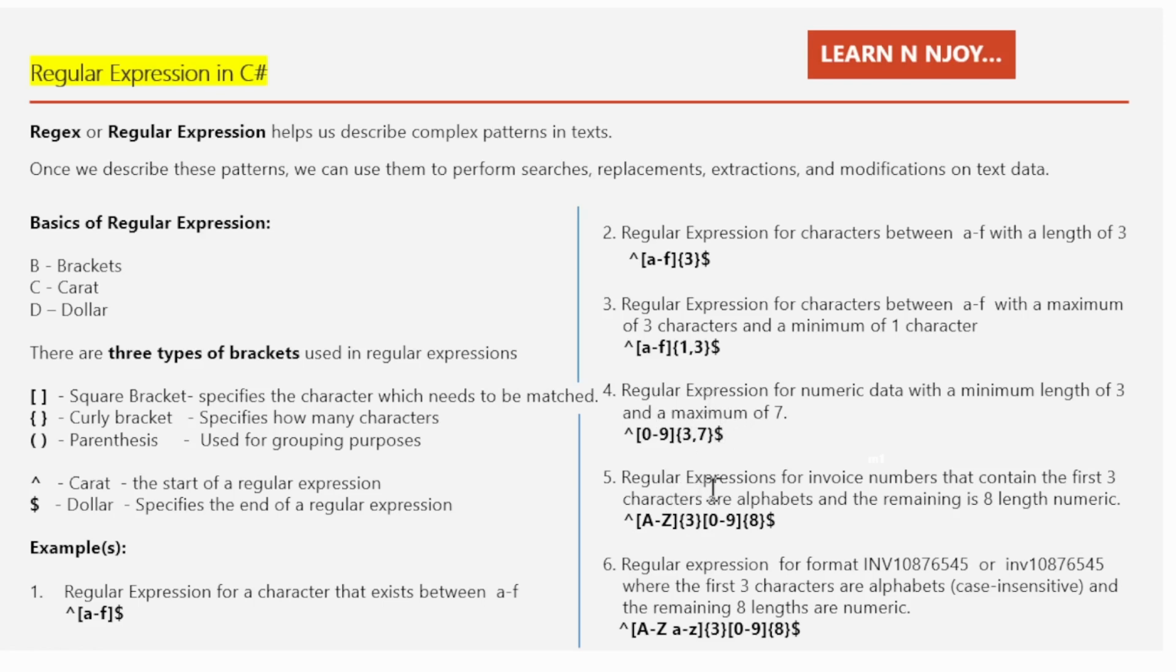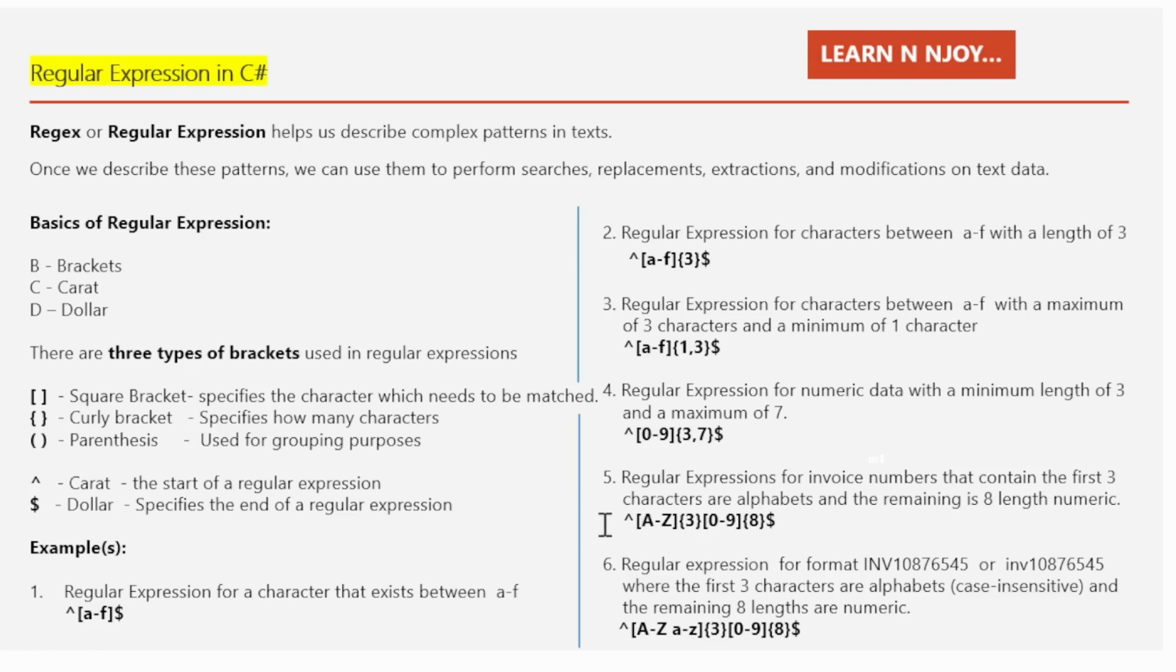Now, if you see example number 5, we need to write a regular expression for an inverse number that contains the first three characters as alphabets and the remaining as 8-length numeric. So how are we going to write it? It is a combination of alphabet and numeric data. So we start with the caret sign and end with the dollar sign.